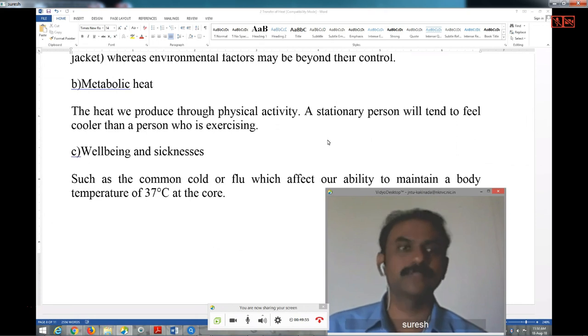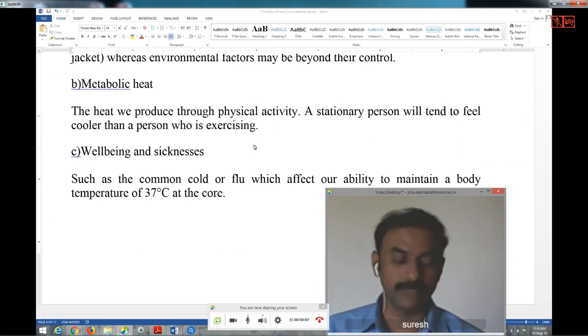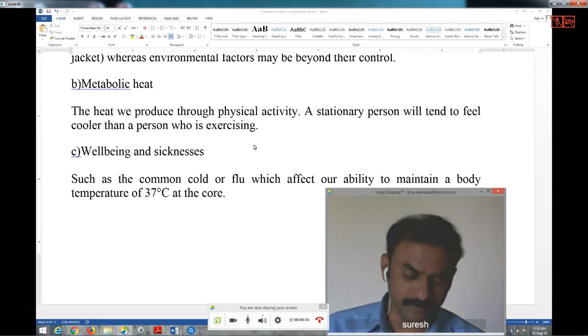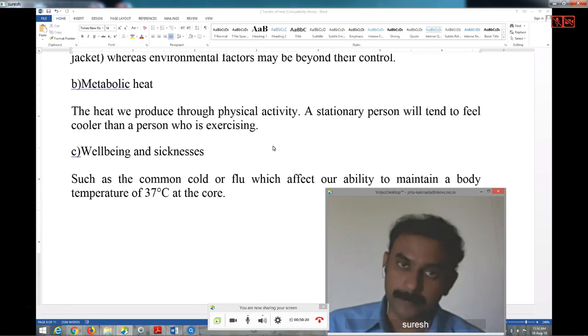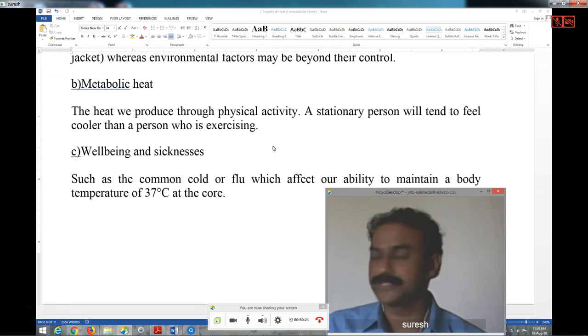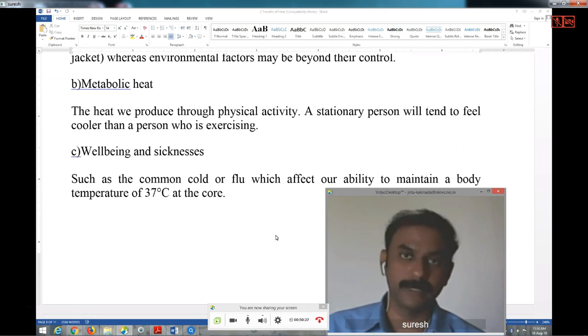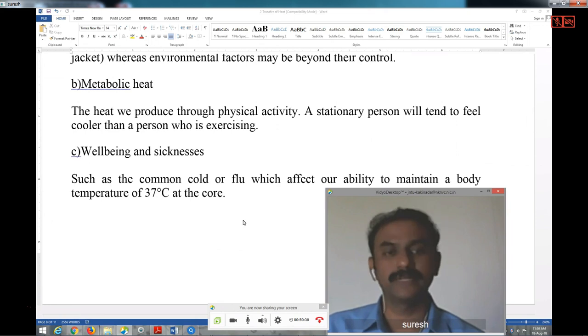So this is called metabolic heat. Then well-being and sickness depend upon the common factors of the body, and here we are going to define a person who is healthy, and a person who is feeling some problem with his health. He may have problems of feeling sweat or feeling chill. There is the common cold and flu, which can affect our ability to maintain a body temperature of 37 degrees at the core.